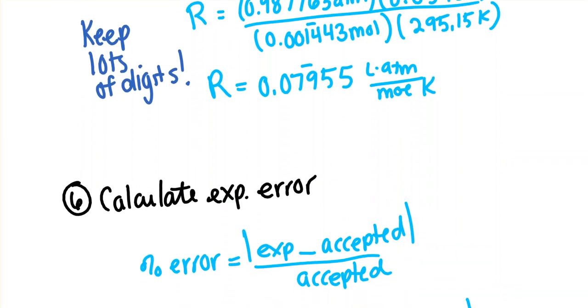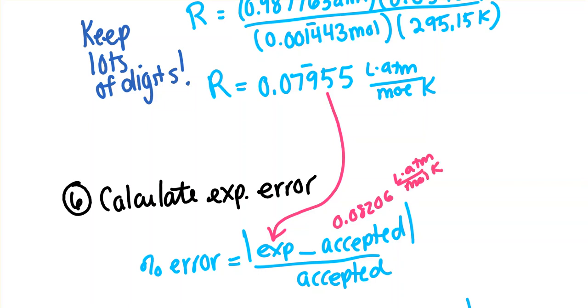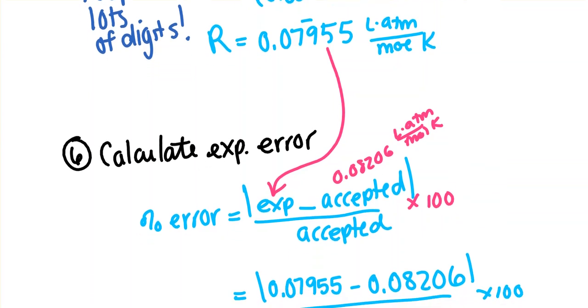Okay, and then to get the percent error, you're going to use your experimental minus accepted. This is the one from your math, and this one is the 0.08206. Then you divide by the accepted, and then times 100 here. This is why you need all those digits. If you'd rounded it here, then it would have really gotten off here. But anyway, so we do that.